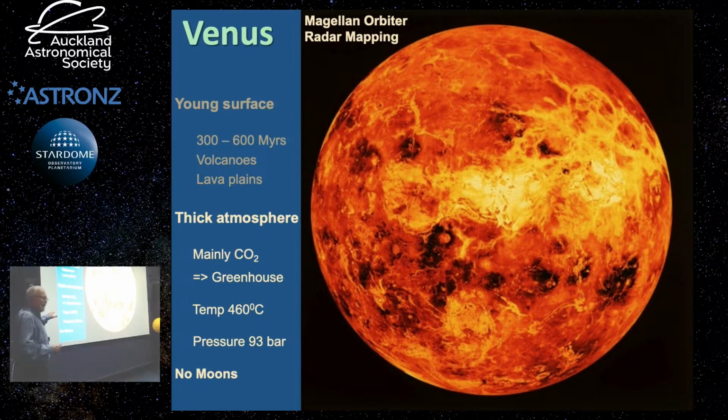Temperature 460, lead melts at 330. Lead would melt on the surface of Venus. The other thing is, not only would you cook, you get crushed as well. The pressure at the surface is 93 bar. A bar is a unit of atmospheric pressure on Earth at sea level. So we're 1 bar right now. So it's 93 times the pressure. So you'd instantly get cooked and crushed. Most spacecraft only last 1 to 2 hours before all the electronics just get cooked and crushed. And Venus has no moons.